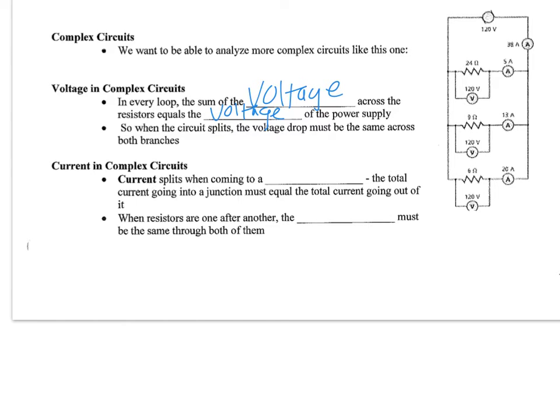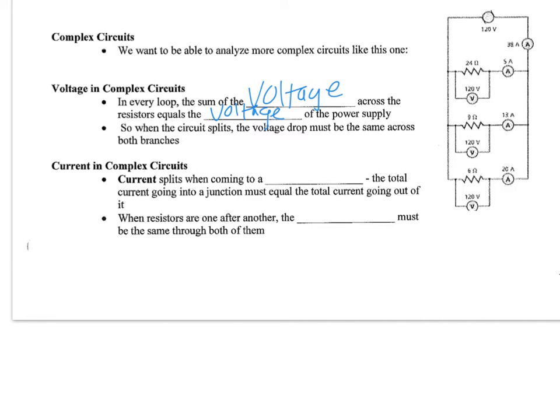So a loop is like, that's a loop, this is a loop, here's your battery. So it's a little bit complicated because you've got that. But in other words, the sum of the voltage in every loop should equal the voltage of the power supply. And this will make perfect sense, hopefully, once we look at concrete examples. So voltage has to add up.